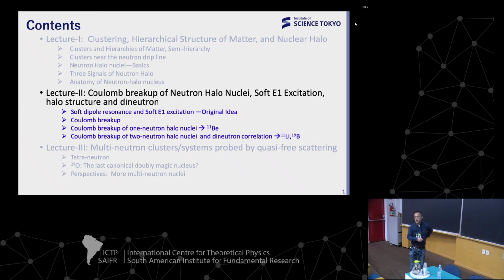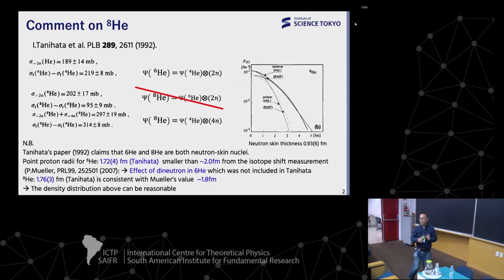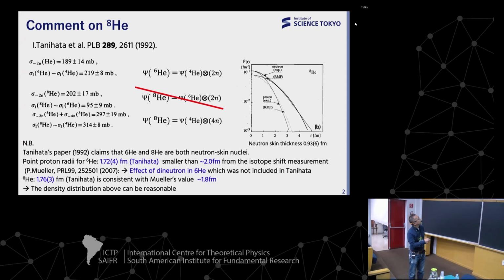Lithium-11 and boron-19. But before going into that, I would just like to comment on helium-8 because there was some very interesting discussion. So I just looked it up. Actually, I should read again this famous paper, which started the definition of neutron skin. What they measured were the interaction cross sections for helium-6, helium-8, and helium-4.